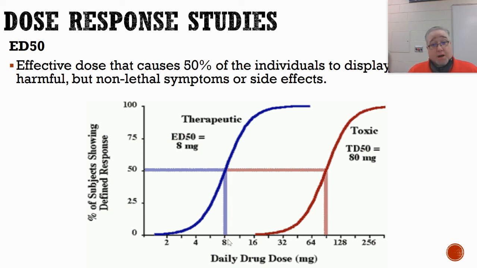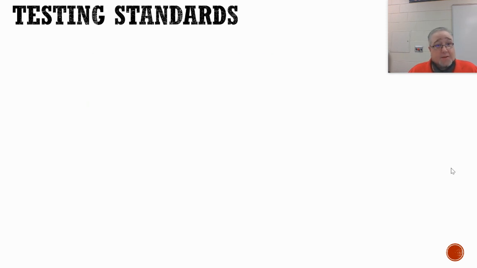So that's obviously a much lower concentration than 80, but if you look at it mathematically, if you take the TD50 divided by 10, you'll get the ED50. All right, so this is the concentration where 50% of the organisms die, and this is the concentration where 50% of the organisms start showing some type of a side effect that's not lethal. So ED50 and TD50 are two different things.